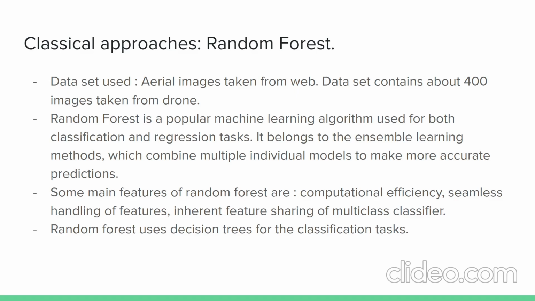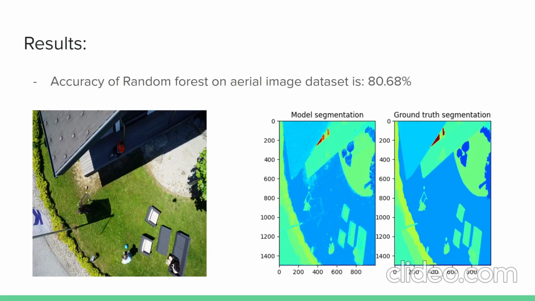We have used random forest on an aerial image dataset, which basically contains images of the ground taken through a drone. These are the results that we got from our model. Here you can see that the second image is the segmented image of the first image. And on the right side, we have the ground truth segmentation. As you can see, the model was good enough to segment the given image.